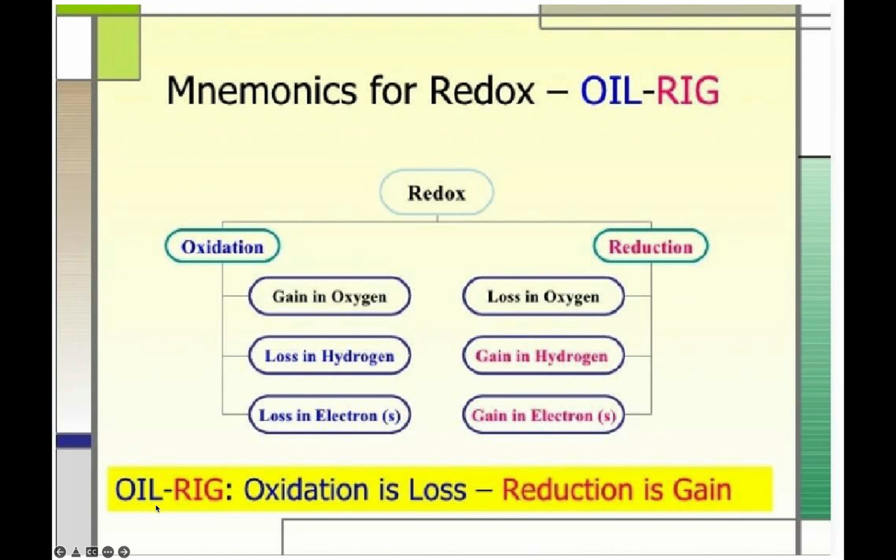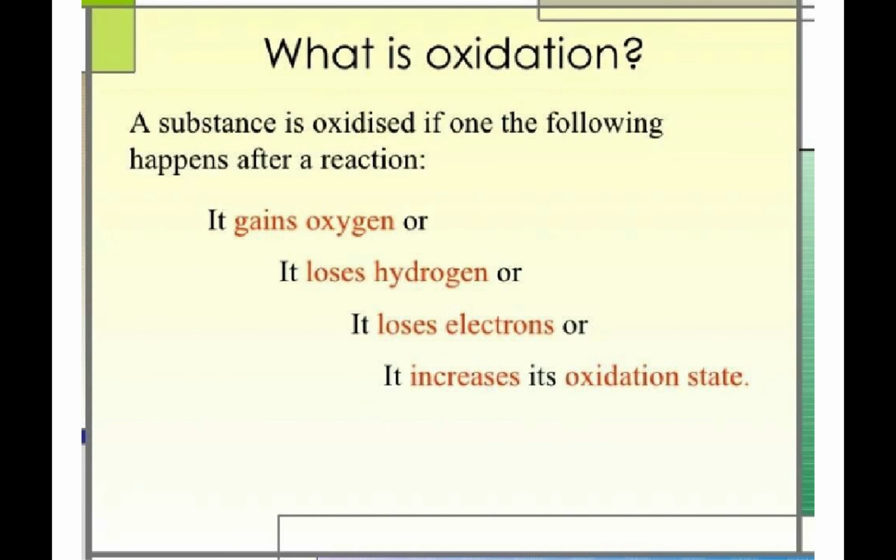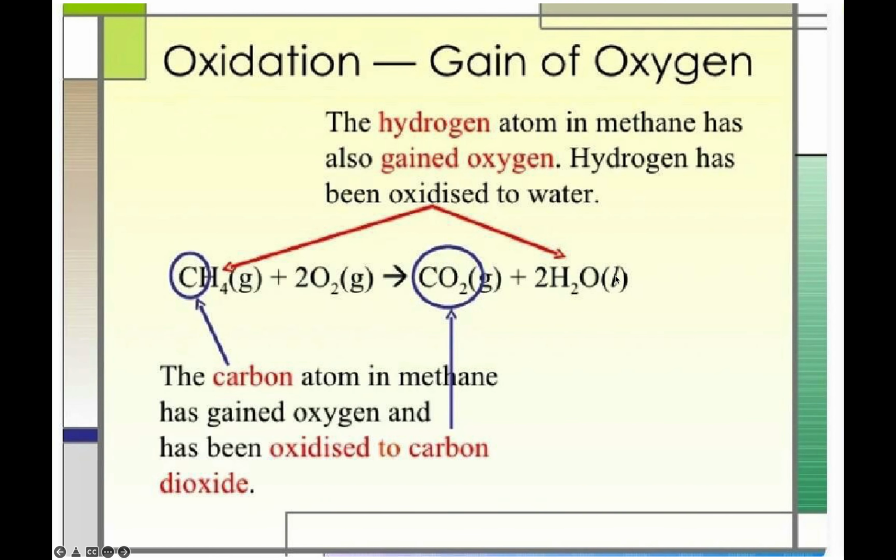Just remember OIL RIG. This is a simple trick to remember this. OIL means oxidation is loss, RIG means reduction is gain. That's a simple technique for you to remember the difference. Now again we were talking about what is oxidation. A substance is oxidized if one of these happens: gaining oxygen, losing hydrogen, losing electrons, or increasing oxidation state. And oxidation, as we said, is gain of oxygen.